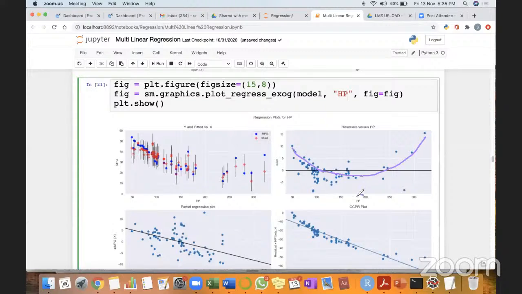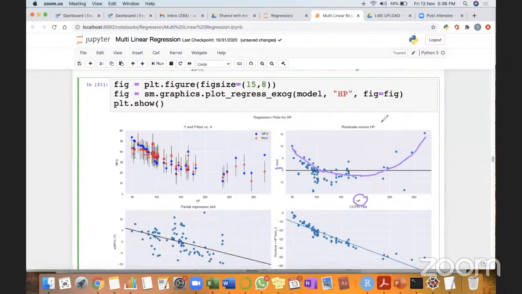You see the HP is exhibiting a non-linear pattern with residuals. This is what we were talking about. That means the HP is entering into the regression equation non-linearly. This is a non-linear behavior, so this has to be straightened. How can we straighten this relationship? We have to go for transformations.